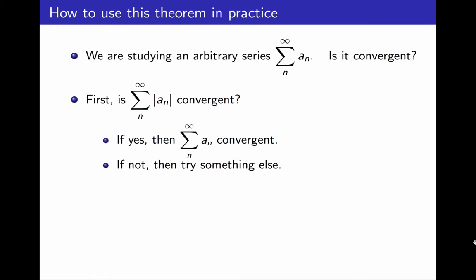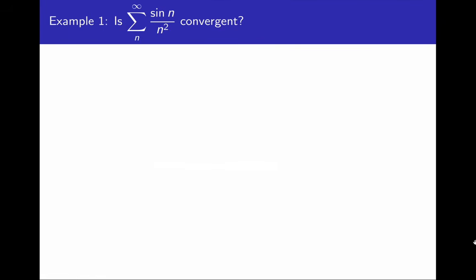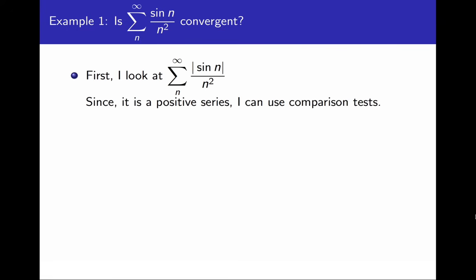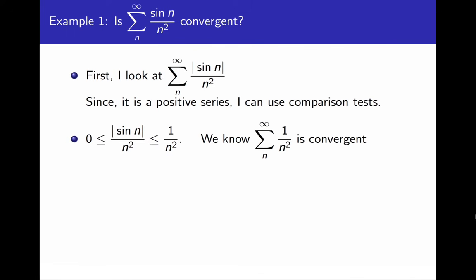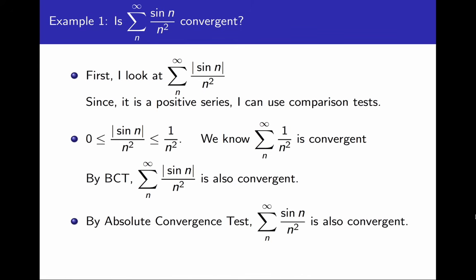Let's illustrate this with some examples. As example number 1, let's go back to the motivating question. Is the sum of sine of n over n squared a convergent series? First, I will look at the same series with absolute values. It is a positive series, so I can use comparison test. Absolute value of sine of n over n squared is bounded above by 1 over n squared. And we know that sum of 1 over n squared is convergent. By basic comparison test, so is the sum of absolute value of sine n over n squared. Great! This is the good case. The absolute convergence test tells us that the original series is also convergent. Done.